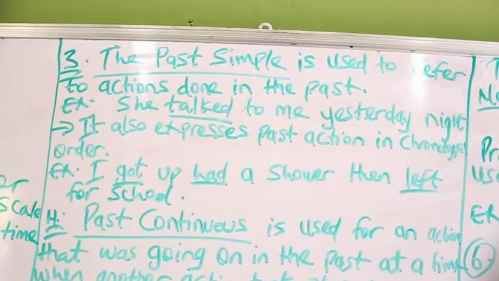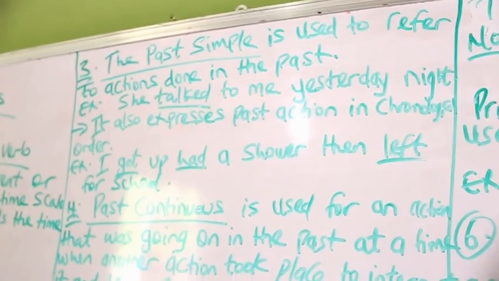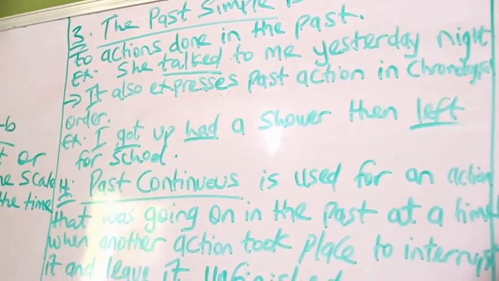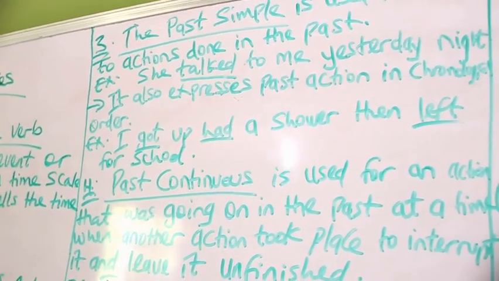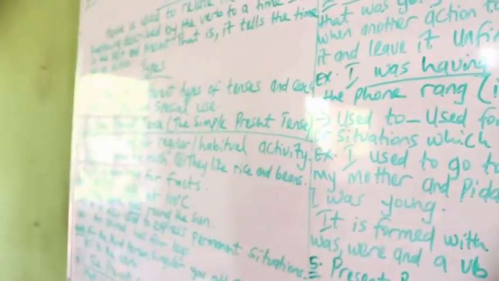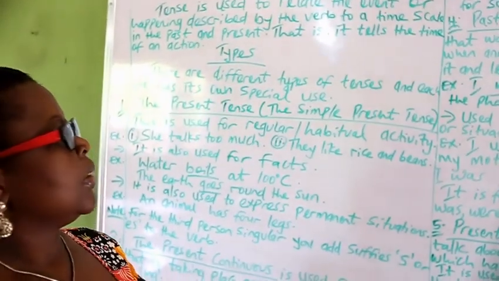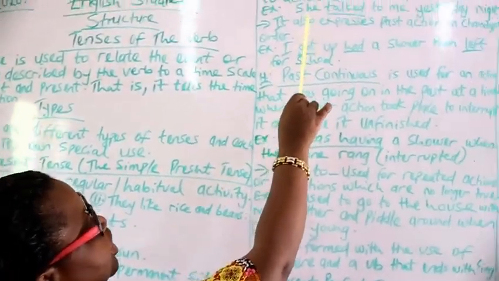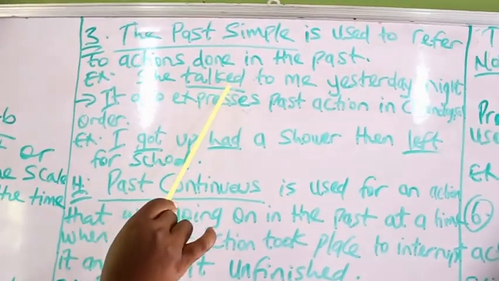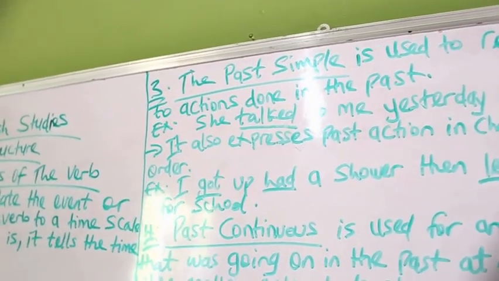So let's take note of the ED. We have regular and irregular verbs there. So to be fluent and to even understand this aspect of past tense, we also need to study our regular and irregular verbs very well. So if you look at this one now, instead of she talk to me yesterday, we have this ED: she talked to me yesterday night.